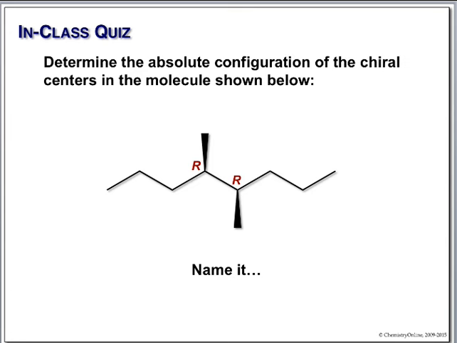What's your longest chain? 1, 2, 3, 4, 5, 6, 7, 8. It's an octane. We have methyl groups on carbons 4 and 5. If you have two R's, you have to put 2R or R? Two R's, right. And you have to indicate the numbers. We have to say in our name, it's an octane. It has two methyls. The one at carbon 4 has R configuration. The one at carbon 5 also has R configuration. 4R, 5R, 4,5-dimethyloctane.